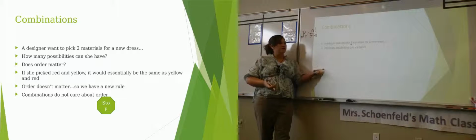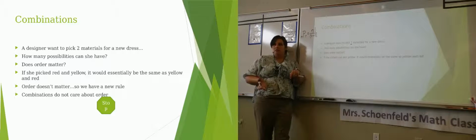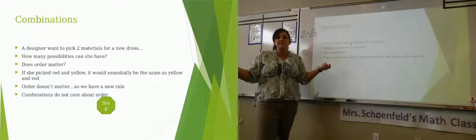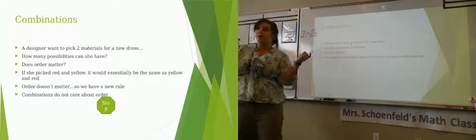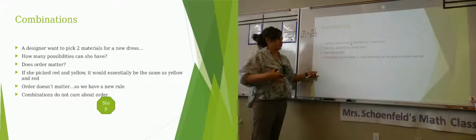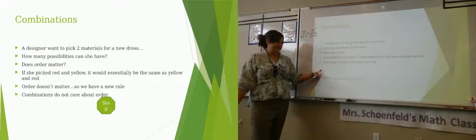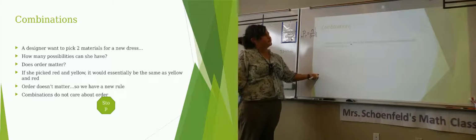Does it matter if I had red and yellow or yellow and red? No, it's the same thing. When they're the same thing, if it's not different based on red, yellow or yellow, red, that's a combination. So if order doesn't matter, we have a new formula. Combinations just don't care about order.